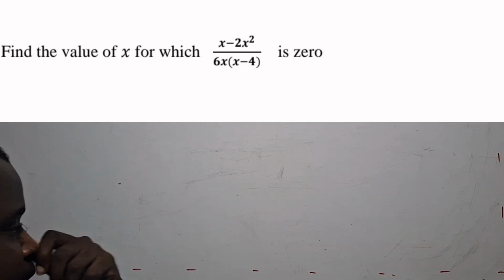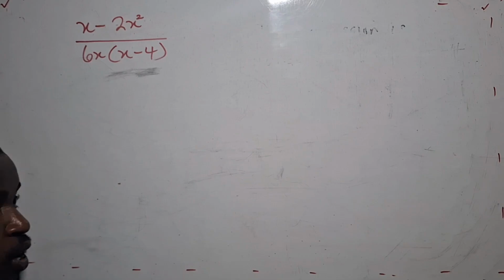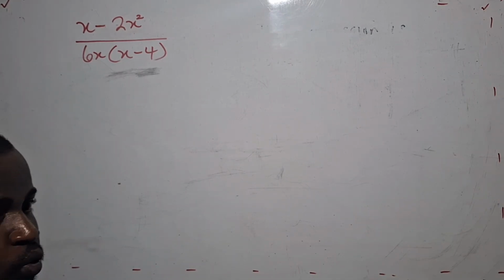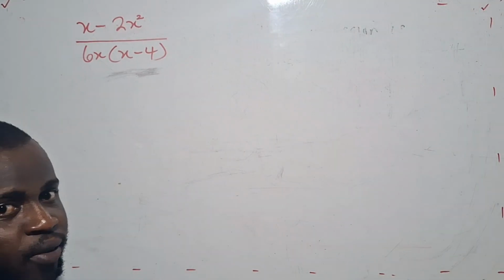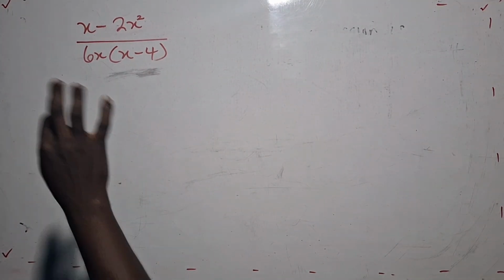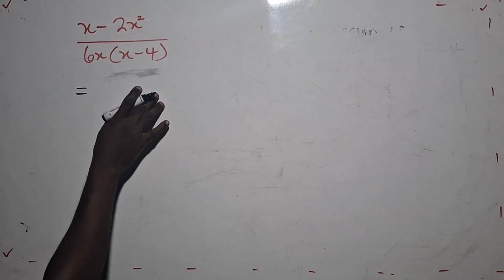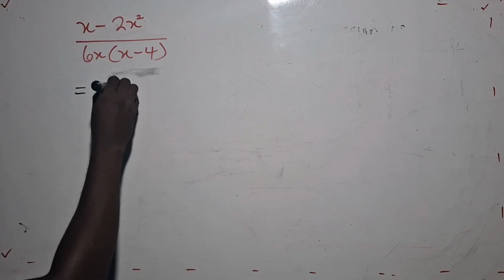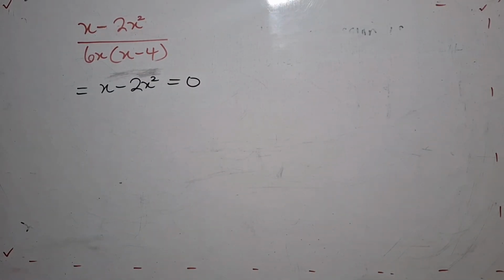And I explained in the introductory parts that when they say find the value of any algebraic fraction when the expression is equal to 0, it means that the focus is on the numerator. So we are going to equate the numerator to 0. Undefined is on the denominator, so don't forget. So x minus 2x squared is equal to 0.